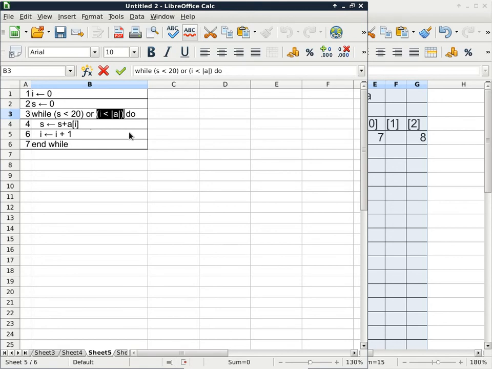Because I is less than bar A bar will guarantee, if I is less than bar A bar, and since I started with a value of 0, that kind of guarantees that I is a valid index. But because of the OR, right? As long as the variable sum, or S, has a value that is less than 20, it makes the entire disjunction true. And as long as the disjunction is true, you will continue to execute the body of the loop. So what you need to do is to make sure that the sum stays less than 20 until you have the out of bound condition to happen. That's all you need to do.